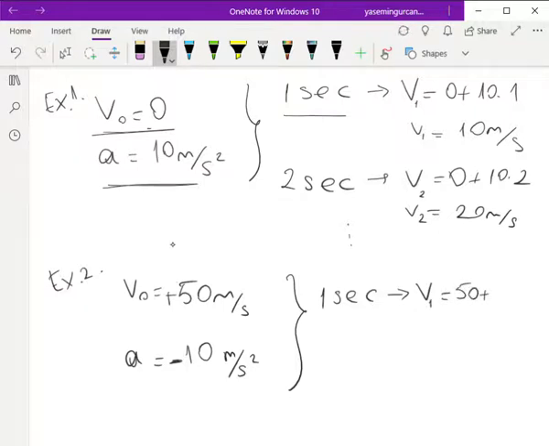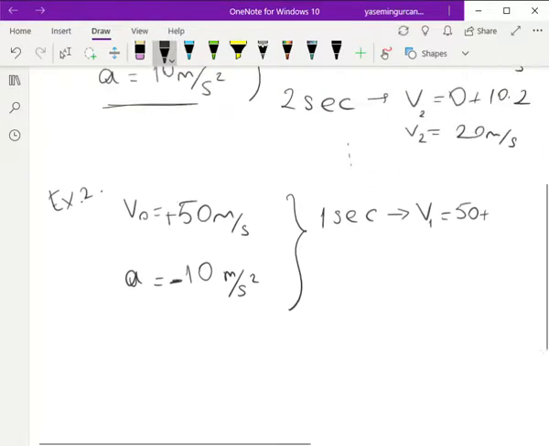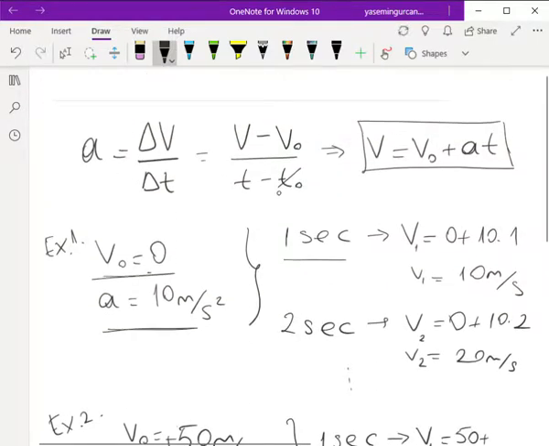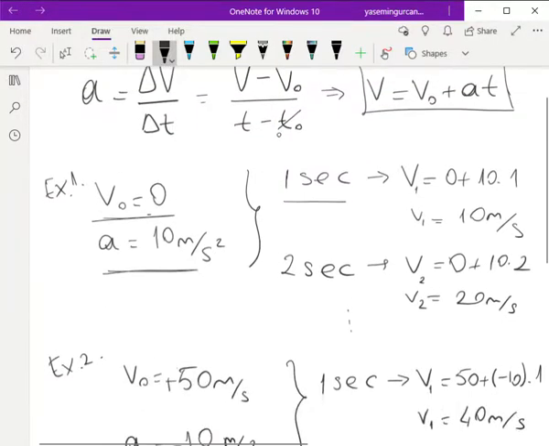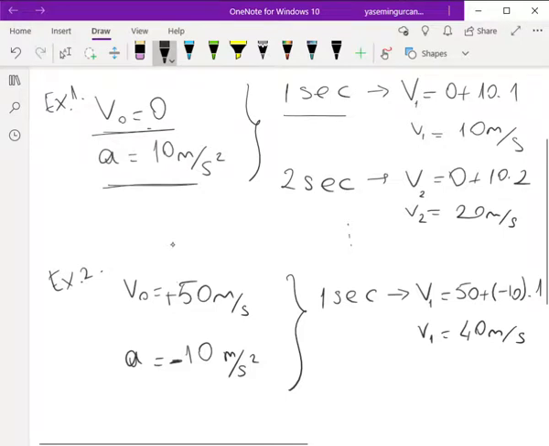If you solve your equation for this situation after 1 second, you're going to have 50 plus, applying the formula we just wrote up here, v0 plus a times t. So a is minus 10 times 1. And 50 plus minus means minus, so it's going to be 50 minus 10. Therefore, it is 40 meters per second. After 2 seconds, what's going to happen?